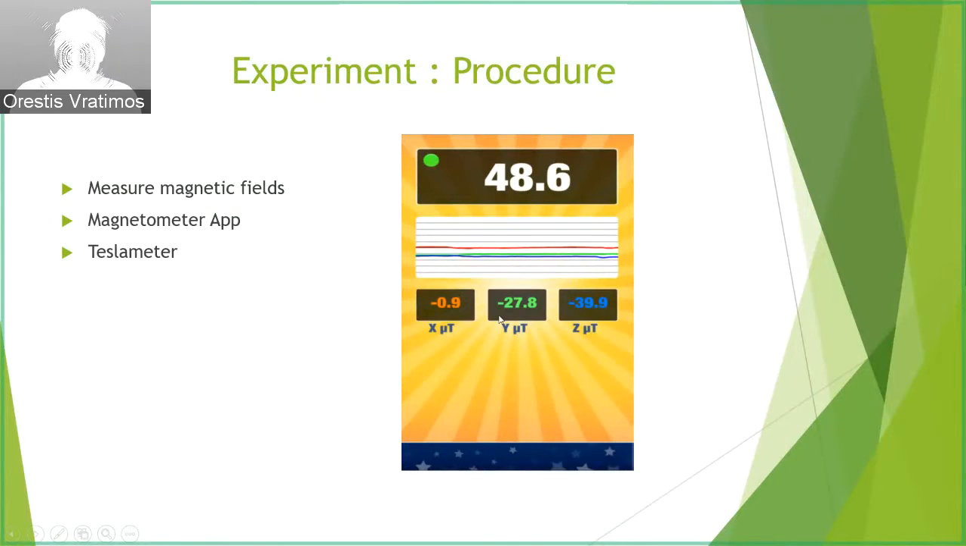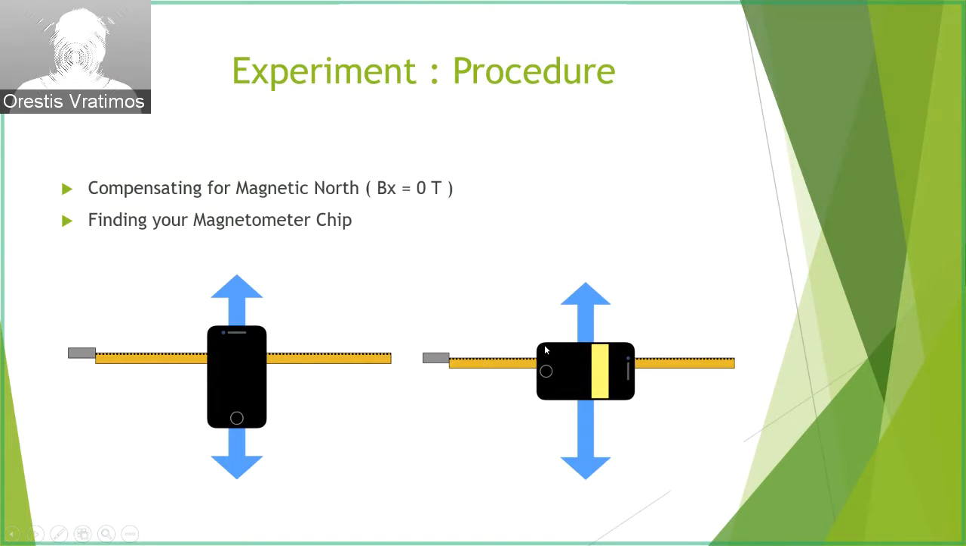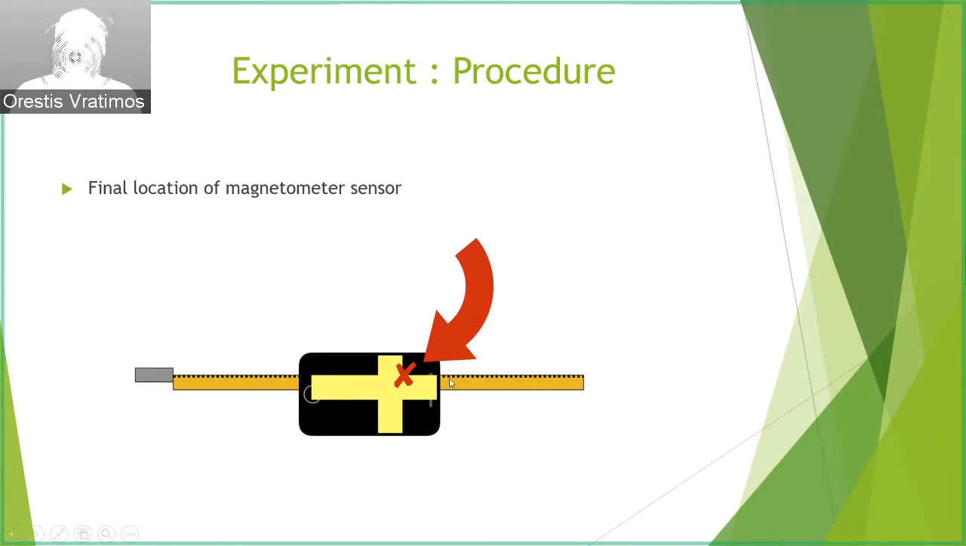In order to measure the magnetic field, we used the magnetometer app called Teslameter, with the x, y, and z components shown over here. First we compensated for the magnetic north by setting Bx equal to 0, and then we moved our phone in both directions to find the magnetometer tip. This is the final result of finding the magnetometer, being here with the x.